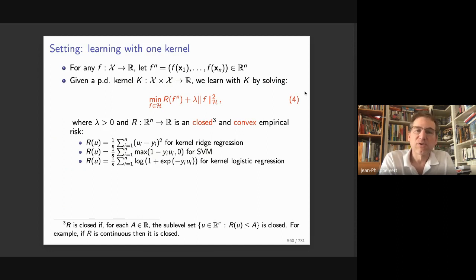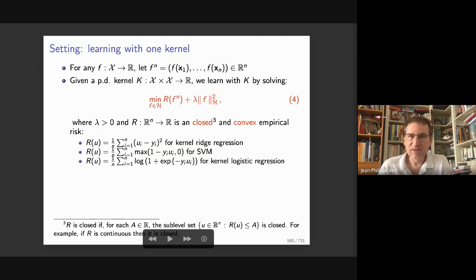If for the risk we take the sum of differences between the predicted function and the y's, we obtain kernel ridge regression. And if we choose different loss functions, like the hinge loss, we get SVM, or the logistic loss, we get kernel logistic regression. All right, so all these settings are abstracted away here. They are summarized in the function R, which is the risk function, and that depends on f. And I will just note that I use the notation f_n, with n, to denote just the vector of values that f takes on the n points.